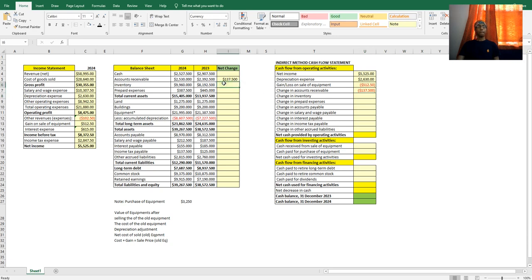Same goes for inventory. Again, there is an increase. So this again represents a net cash outflow. This will be entered as a negative number. Change in prepaid expenses. Let's see if it has increased or decreased. This has decreased. There has been a decrease in expenses. This means this represents a net cash inflow. So the entry will be positive.